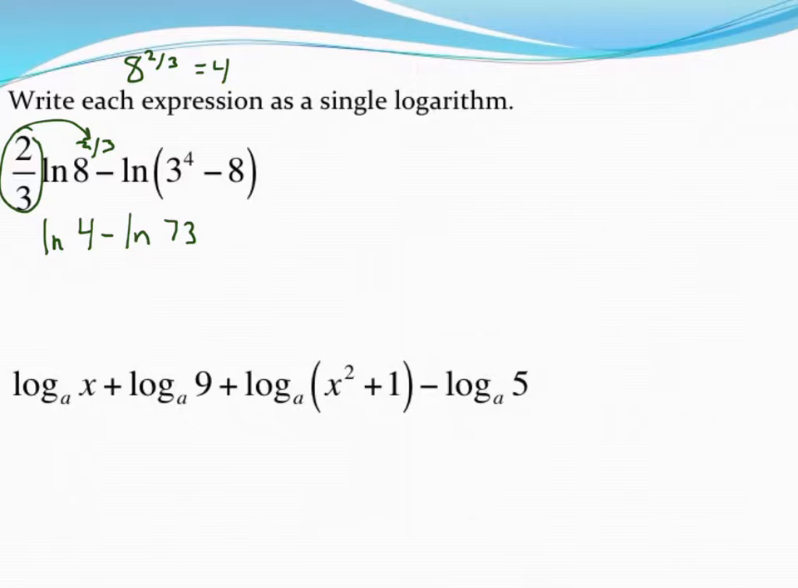Well, as we've talked about, we can condense a natural log, or we can condense any logarithm problem that's subtracting, into a division problem. So this becomes natural log of 4 divided by 73 when I condense. So I've now made a single logarithm out of this. That's as much as I'm going to condense it. I don't want to go any further and get an irrational answer, so I'll just stick with that for my answer.